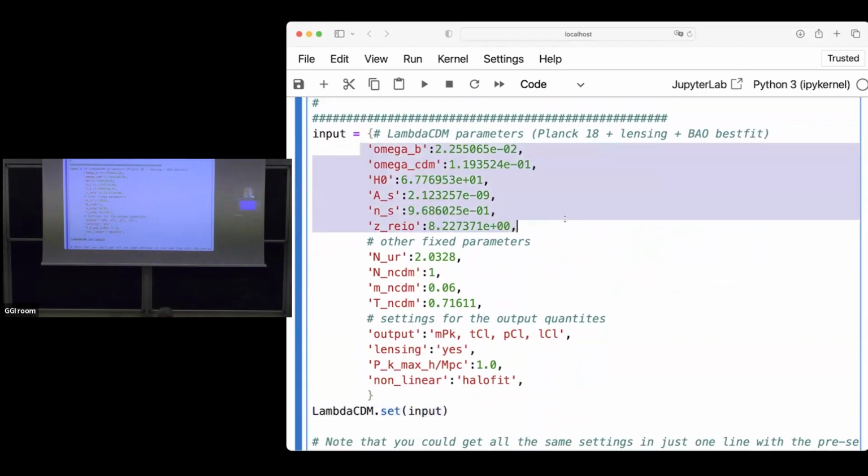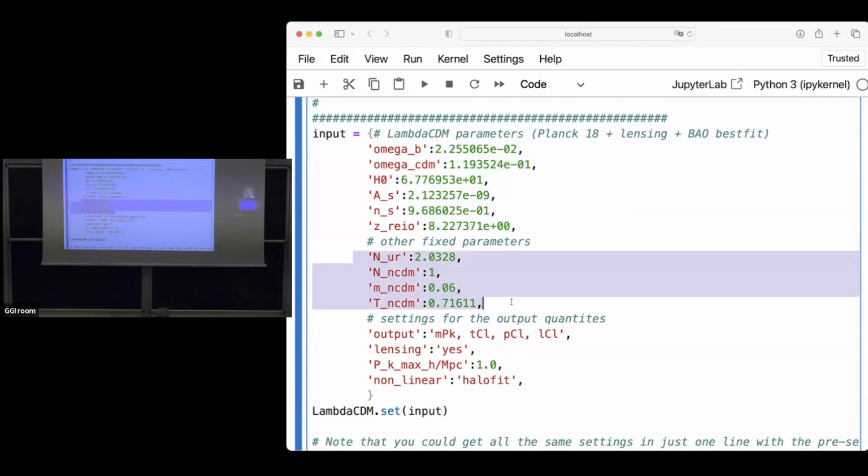So here you have your lambda CDM parameters, and I'm giving precisions about neutrinos. Here I have one species of massive neutrinos with a mass of 0.06 electron volts and the standard temperature. And I have two species of massless neutrinos, and this number is such that the total number of effective neutrinos will be the usual 3.044.